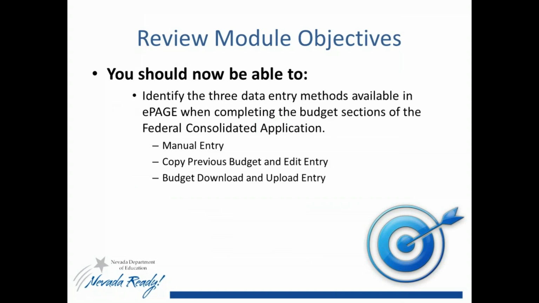So that's pretty much the end of this module. It's a very quick module, just explaining to districts their options. You can look at those additional materials if you would like to, or play around to see which of those options would be best: manual copy and edit from previous year, or the budget download upload process. So hopefully by now you should be able to identify the 3 data entry methods, and we'll be able to determine which one you'll choose for your particular grant. Each grant can be completed separately with a different method for fiscal year 2020.